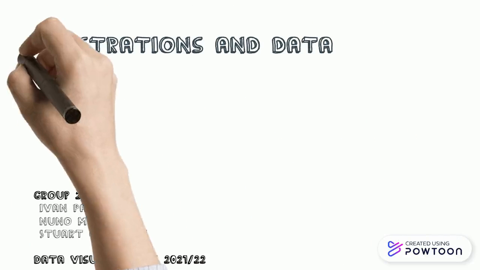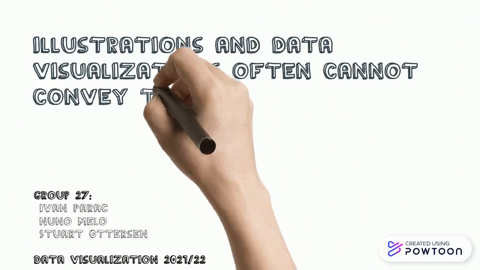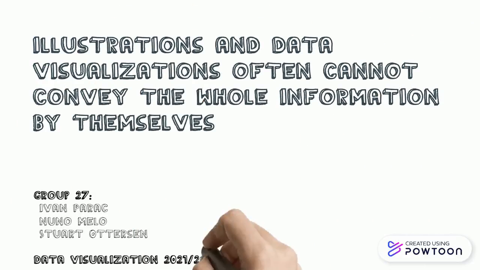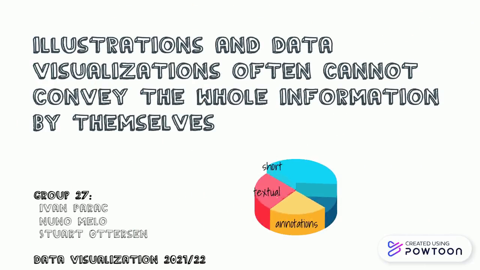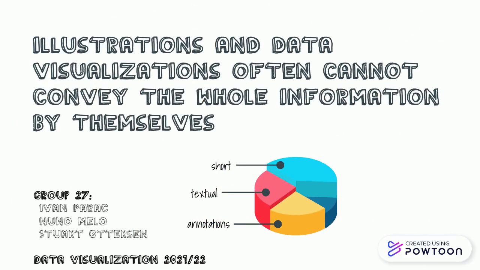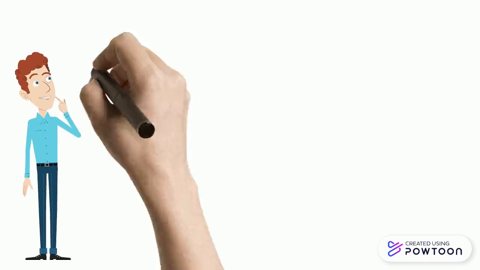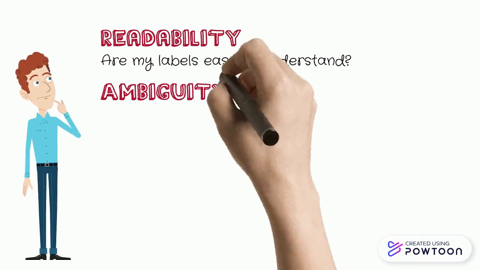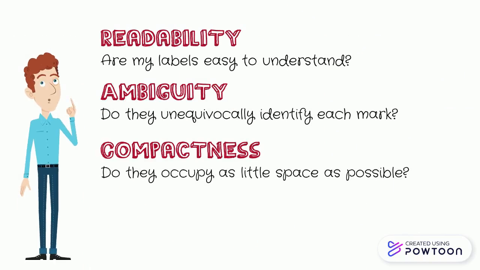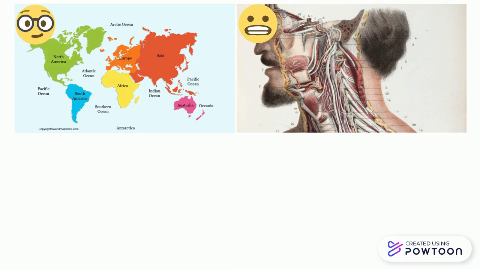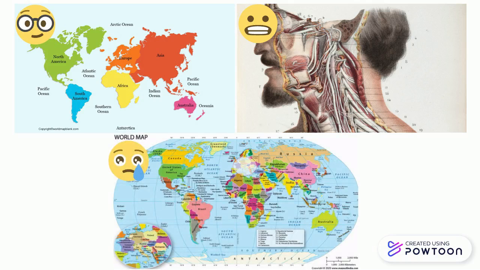Illustrations and data visualizations often cannot convey the whole information by themselves and instead rely on labels in the form of short textual annotations. How labels are positioned greatly impacts the quality of the visualization. Some important things to consider include label readability, ambiguity, compactness, and aesthetics. And while manually labeling an illustration can be easy, it can also be extremely laborious.